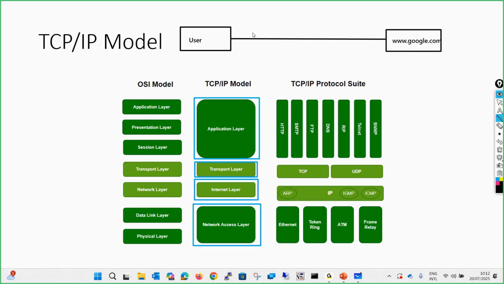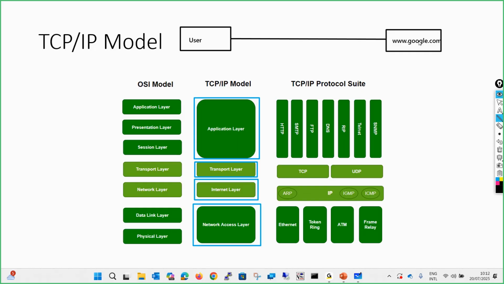And then it ensures reliable delivery. TCP is required for a reliable connection, or UDP is required over here. It will ensure that. Finally, the internet layer will come into the role where the IP addresses and so on will be assigned, and then the network access layer converts it into frames, adds the MAC addresses, and then converts it into binary, zeros and ones, and the communication is established between the user and this website.